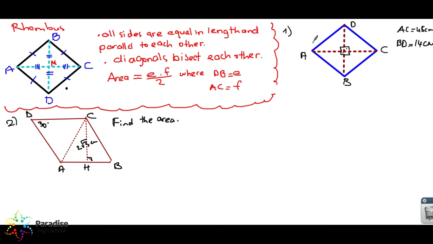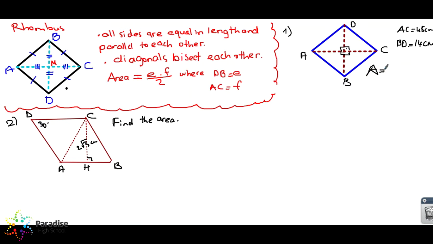In the first example, how do we know that this is a rhombus? It's given in the question that it's a rhombus. AC and BD are given. AC is 48, BD is 14. And the question is to find the area. Since the diagonals AC and BD are given, what is the area?